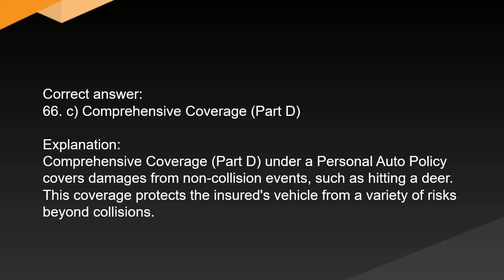Correct answer. C. Comprehensive coverage, Part D. Explanation. Comprehensive coverage, Part D, under a personal auto policy covers damages from non-collision events such as hitting a deer. This coverage protects the insured's vehicle from a variety of risks beyond collisions.